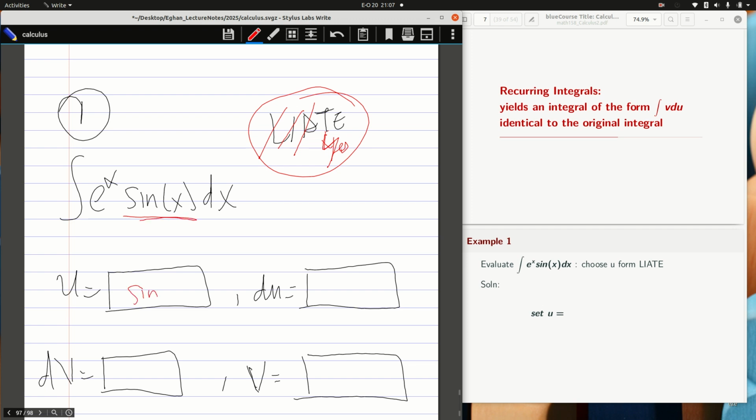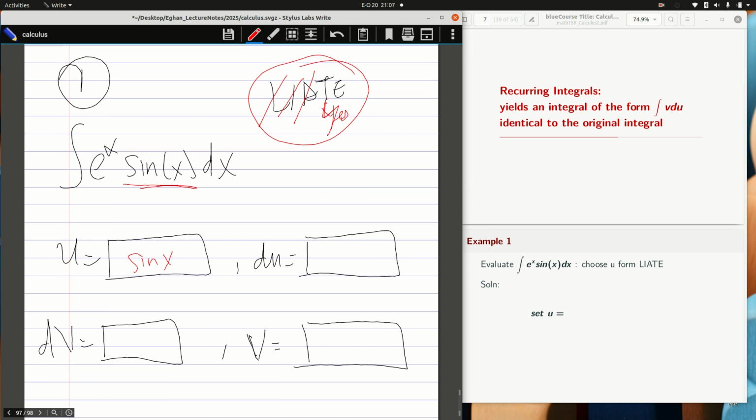Sine x. Even though we said your u should be simpler to differentiate and your v should be simpler to integrate, someone might say, let me take u to be this. It would work, but then there will be complications as you move along. So always go by this acronym. These are all the common functions we have. It means everything left here in the integration becomes my dv.